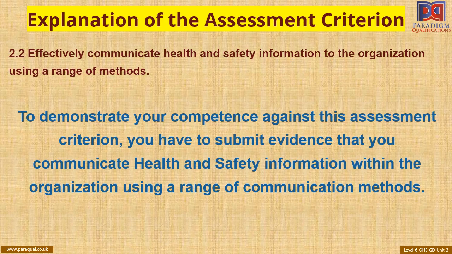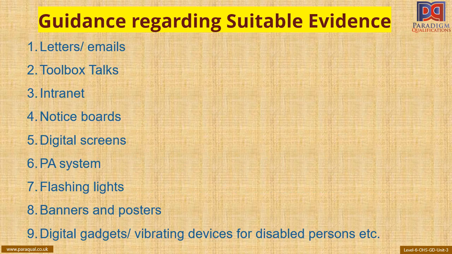2.2 is effectively communicate health and safety information to the organization using a range of methods. To demonstrate your competence, you have to submit evidence that you communicate health and safety information within the organization using a range of communication methods. You can submit the evidence of communication related to health and safety, for example, letters or emails, toolbox talks, communication through intranet, notice boards, digital screens, PA system, flashlights, banners and posters, digital gadgets or vibrating devices for disabled persons, etc.